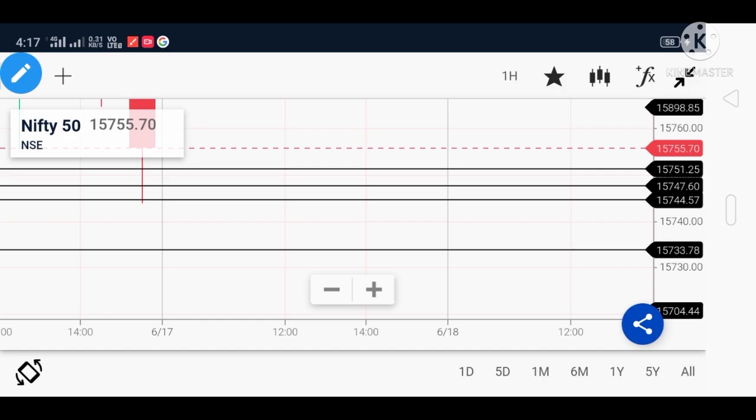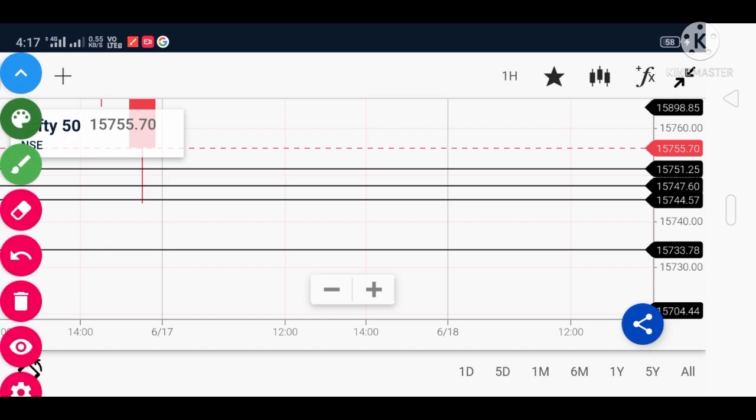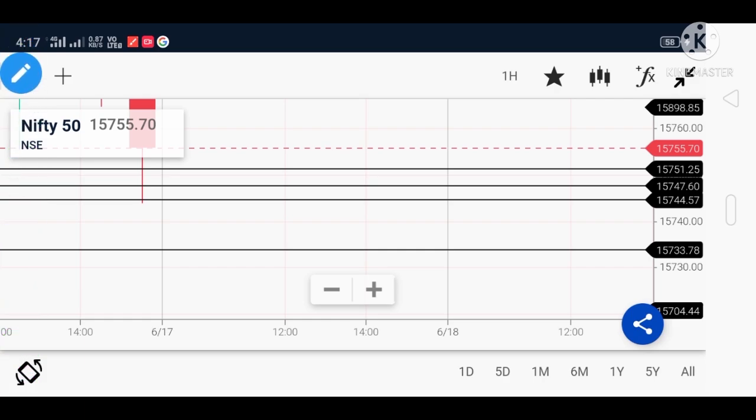So what we see here is less than 15 points. Which lines have less than a 15 difference? We have 15751 minus 15747, so it is almost 4 points difference. 15747 minus 15744, this is almost 3 points difference. And 15744 minus 15733, this is almost 12 points difference. So traders, this difference is almost 4 points, this is 3 points, and this is an 11 point difference. Okay, 11, 3 and 4.